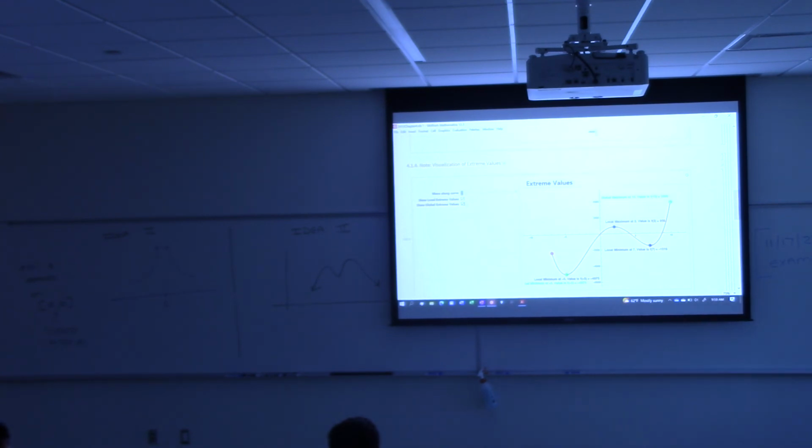Is that far left point a local max? Local max. When I did this, I didn't label them. It's my mistake. I'm pointing it out though.